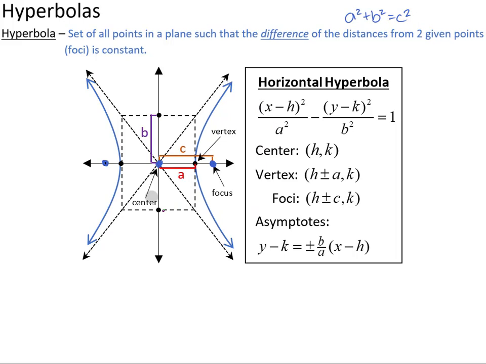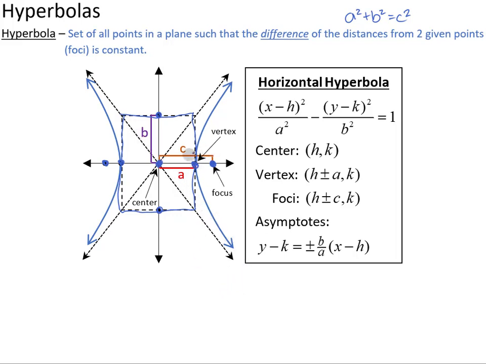So some nice stuff to graph. Here is how you graph it though. We go left and right a units, we put some markers. That's where our vertices will be. We go up and down b units. We put some markers and we draw this rectangle. So you draw a rectangle that goes through those 4 points, and through their diagonals, that's where our asymptotes will be. So it's a nice quick way of finding those asymptotes.